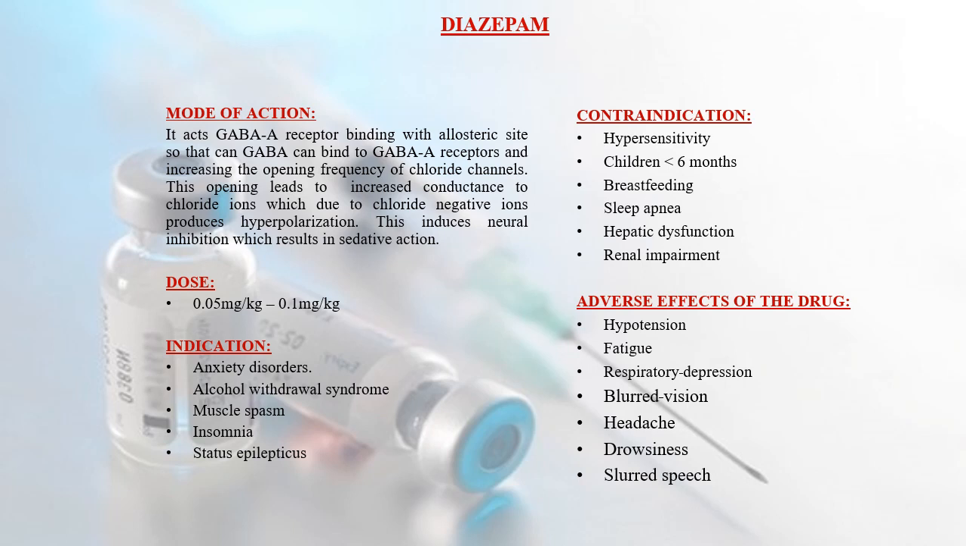Dosage of diazepam is 0.05 mg per kg to 0.1 mg per kg. Contraindications of diazepam are hypersensitivity, children less than 6 months, breastfeeding, sleep apnea, hepatic dysfunction, and renal impairment. Adverse effects of the drug are hypertension, fatigue, respiratory depression, blurred vision, headache, drowsiness, and slurred speech.